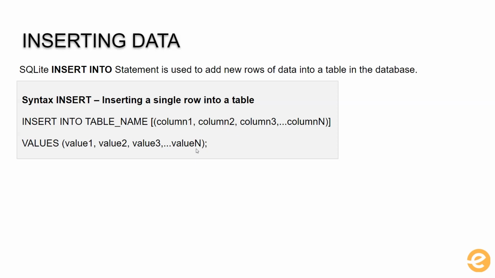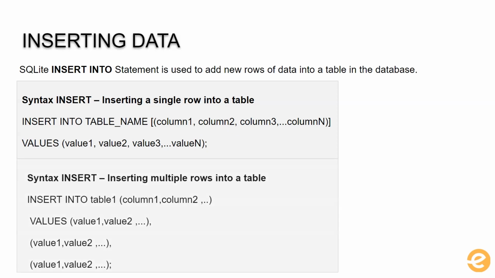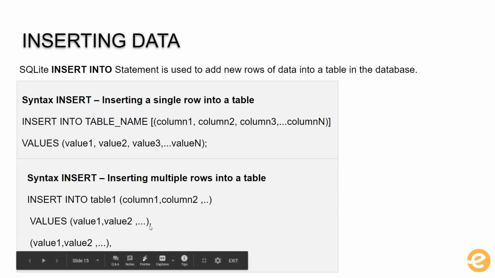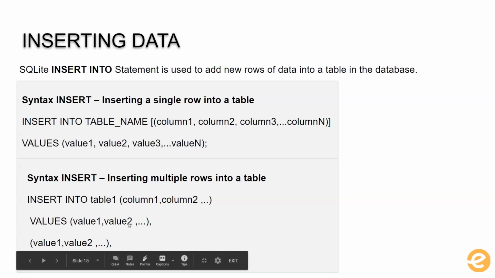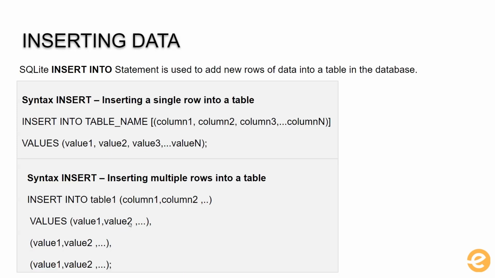If you have the requirement to insert multiple rows, you have this multiple rows statement, which is nothing but, after a comma, you start adding the multiple rows as it is mentioned over here. Now let's go into the front end and see how we can add these values into our tables.